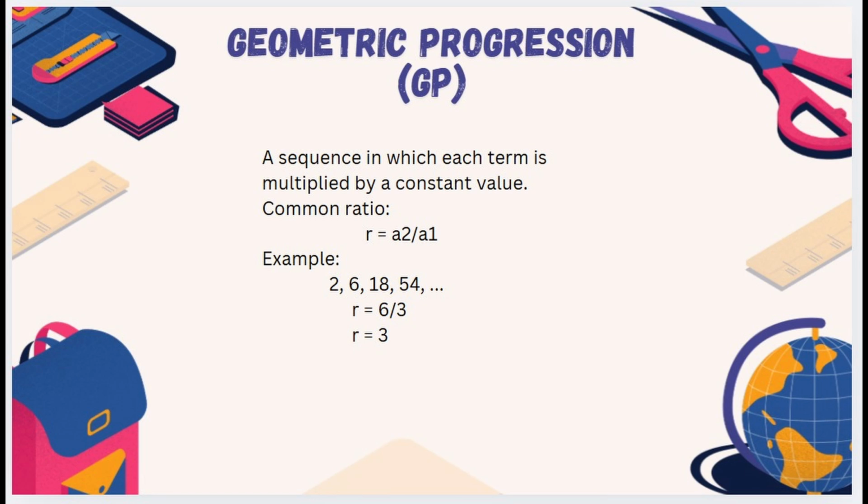Geometric progression, GP. In a geometric progression, each term is multiplied by a common ratio, denoted as r. r equals a2 over a1. In the sequence 2, 6, 18, 54, the common ratio r is 3, because 6 divided by 2 equals 3.